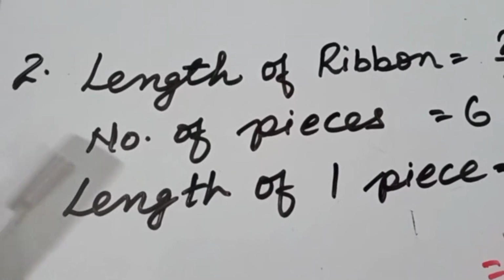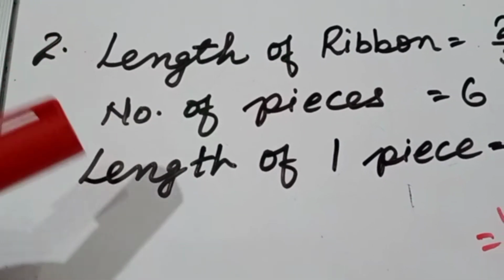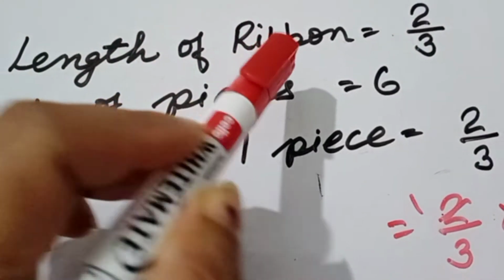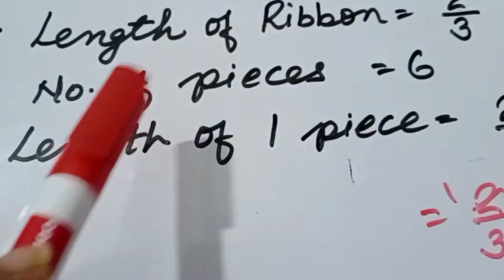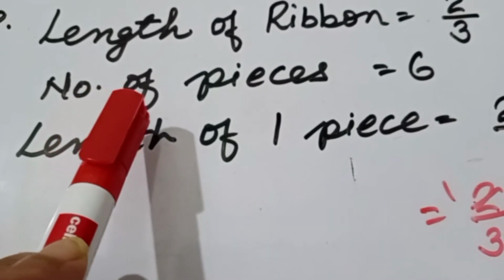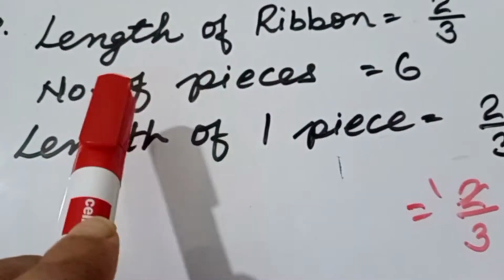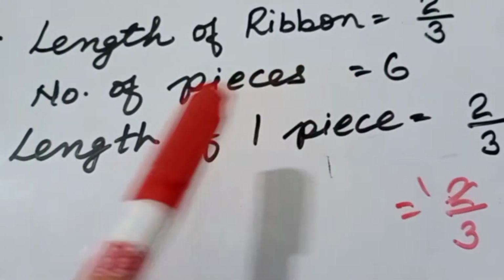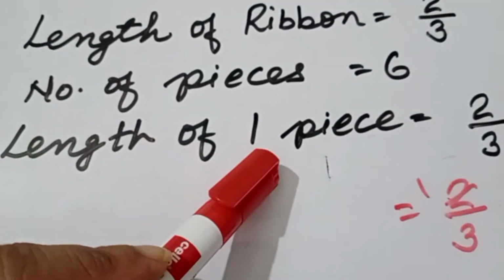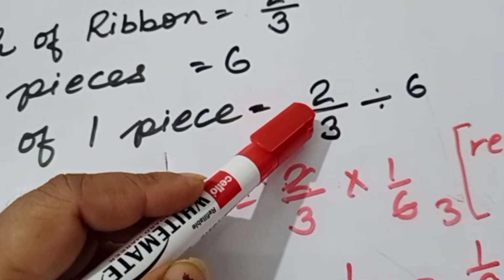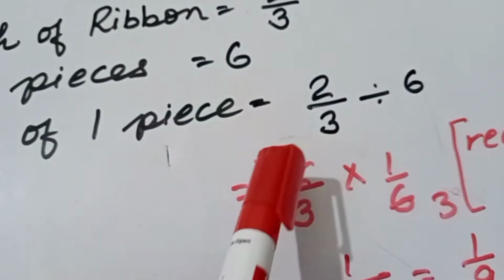Students, as I told you, we must know what is given and what is to find. So what is given? Length of ribbon is given, that is 2 by 3. And how many pieces she made? 6. Number of pieces is equal to 6. Length of 1 piece we have to find. So we will divide this 2 by 3 by 6.